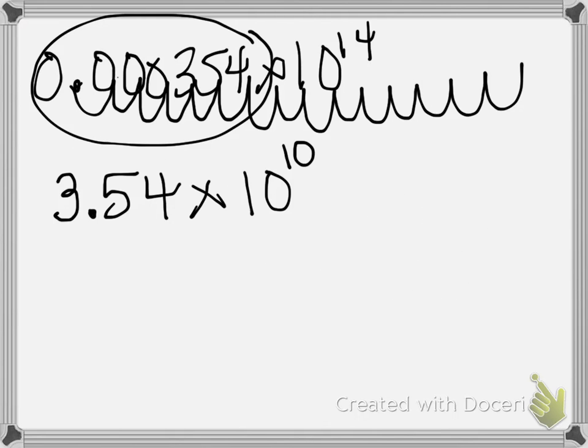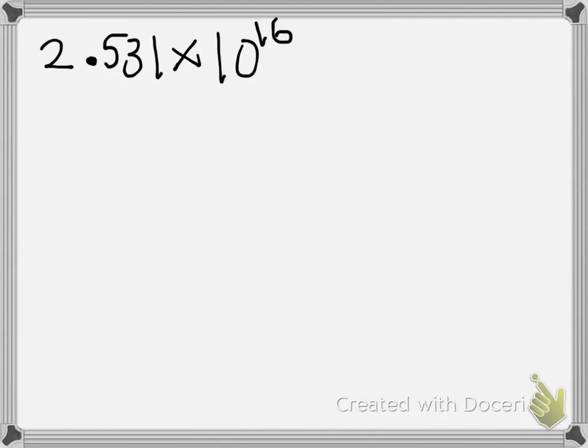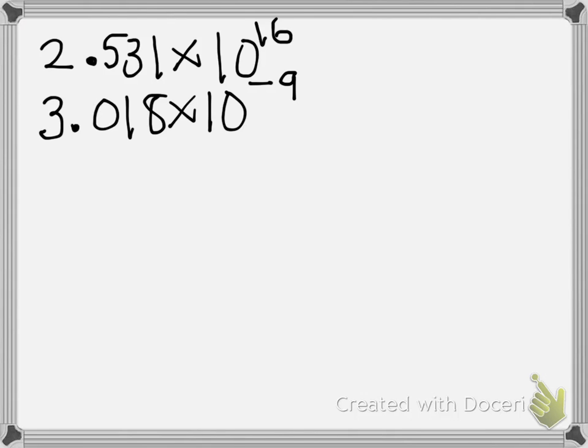Number 9 asks you to write the following numbers in scientific notation. Letter A, you should have gotten 2.531 times 10 to the 16th. And letter B, you should have gotten 3.018 times 10 to the negative 9th. Small numbers have negative exponents, large numbers have positive exponents.